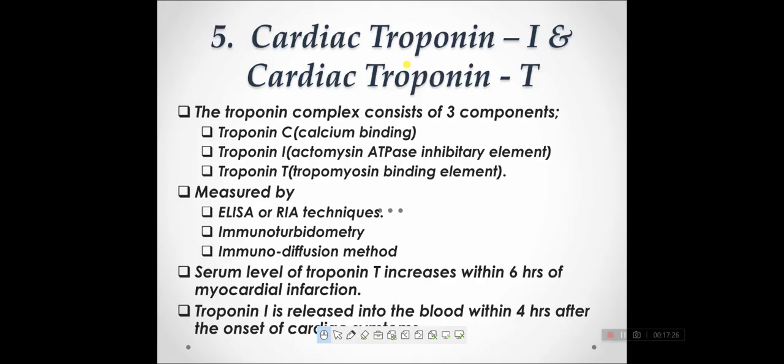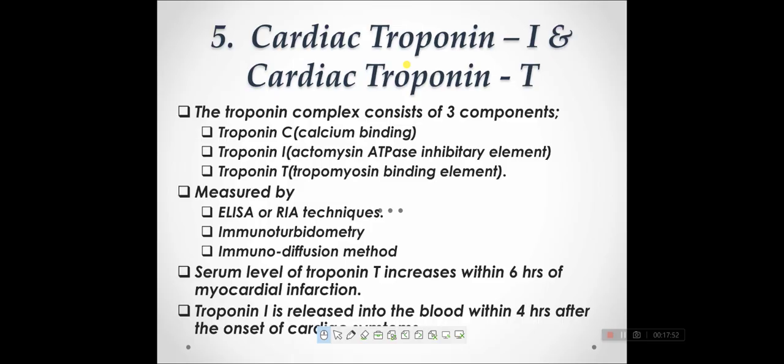Troponin I binds to the actin in thin filaments to hold the actin-tropomyosin complex in place, whereas troponin T binds to tropomyosin, interlocking them to form a troponin-tropomyosin complex. Cardiac troponin I and T are measured by ELISA or RIA techniques, immunoturbidimetry tests, and the immunodiffusion method.